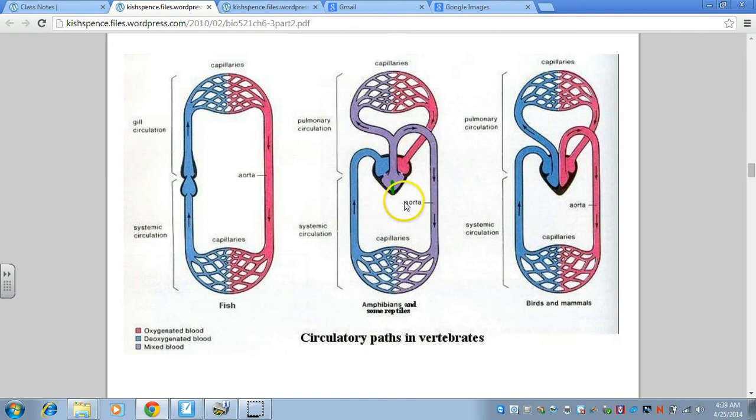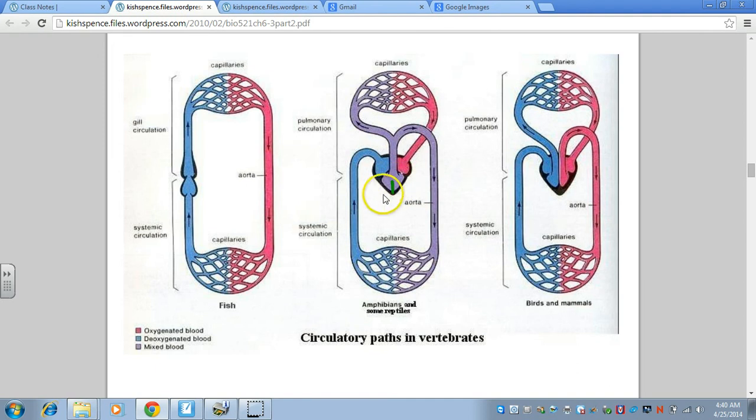Now this is showing a three-chambered heart. There's two atria on top, and then there's one ventricle on the bottom. And the green line is showing the difference that would be for most reptiles, all but the crocodiles. Most reptiles have a partially divided ventricle, so they consider it a 3.5-chambered heart.